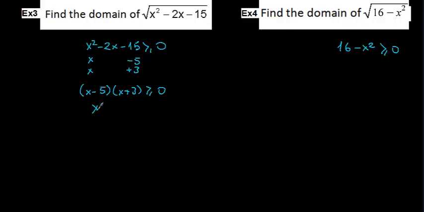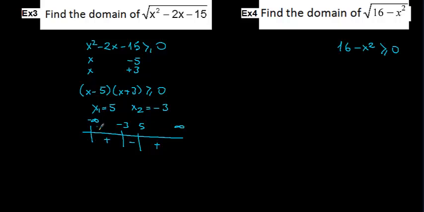From x minus 5 equal to 0, the first critical point is x1 equal to 5. The second critical point, from x plus 3 equal to 0, is minus 3. If I draw the table, the values minus 3 and 5 are on the real number line. Minus 3 comes first, then 5. The sign of both factors is plus, so it's going to be plus, minus, plus.